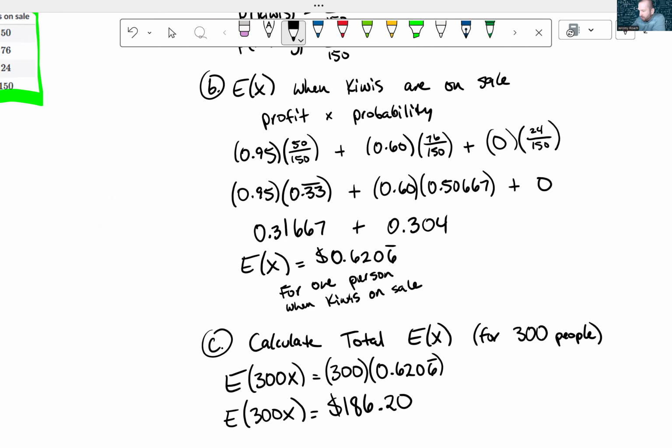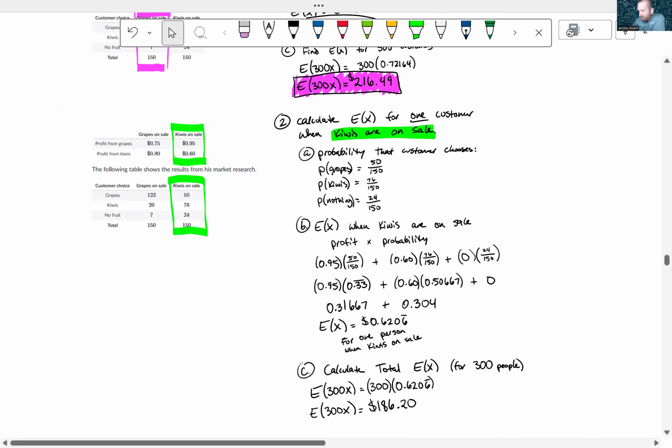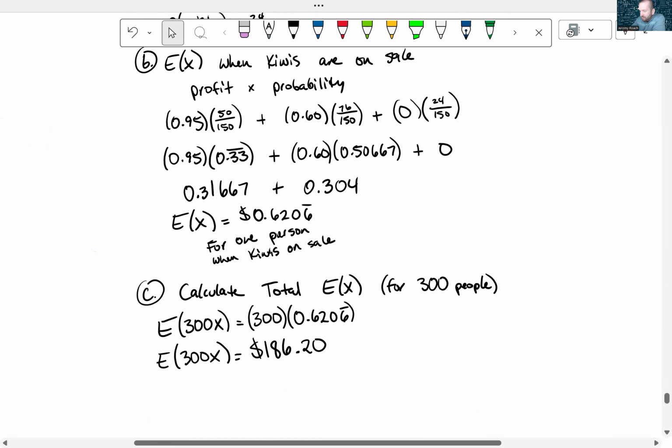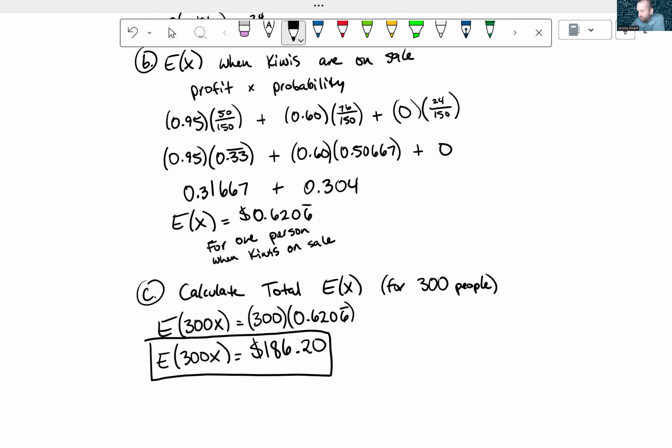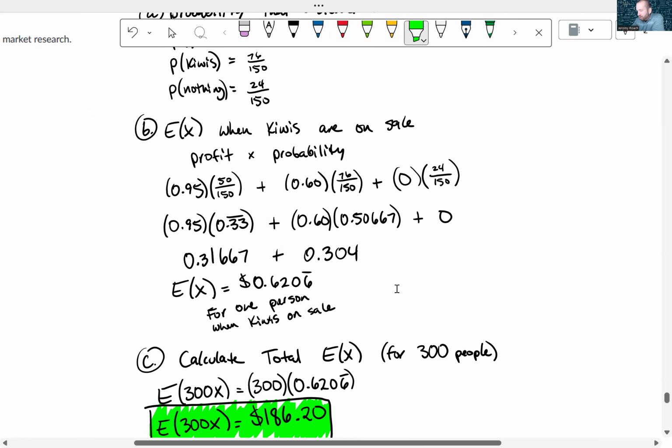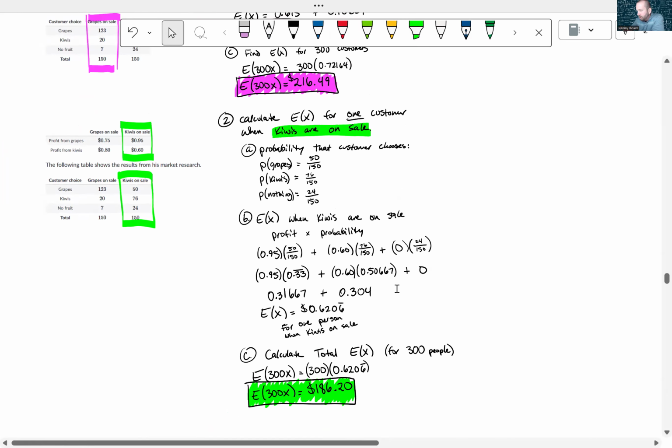$186.20. I believe if you're typing this in Khan Academy, it's fairly lenient with your final answer in terms of cents, even though it says to round to the nearest cent. I believe it says when necessary for this particular problem, that it will accept your answer to the nearest dollar. So it shouldn't be too picky with the pennies, but I always like to be extra careful and go out a few extra decimal places and then round at the end. It's just usually what I do. Okay, so that's our expected value of 300 customers when kiwis are on sale.